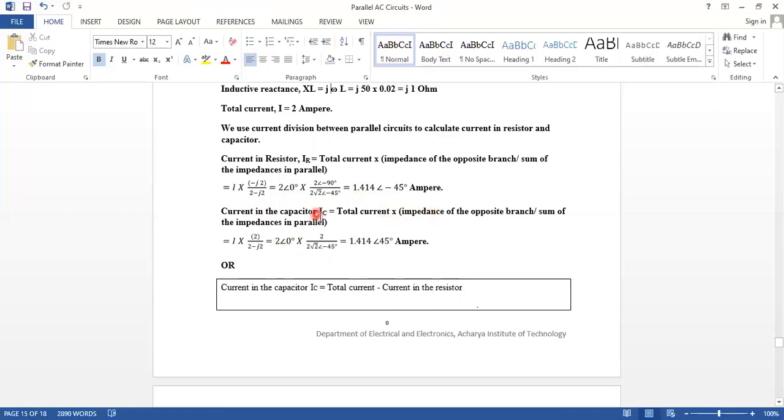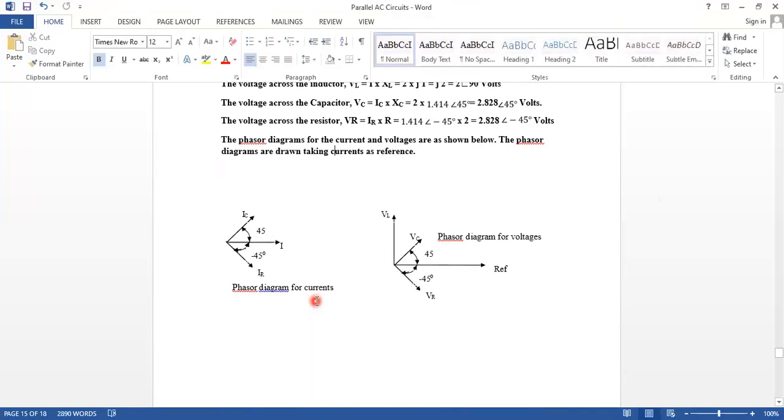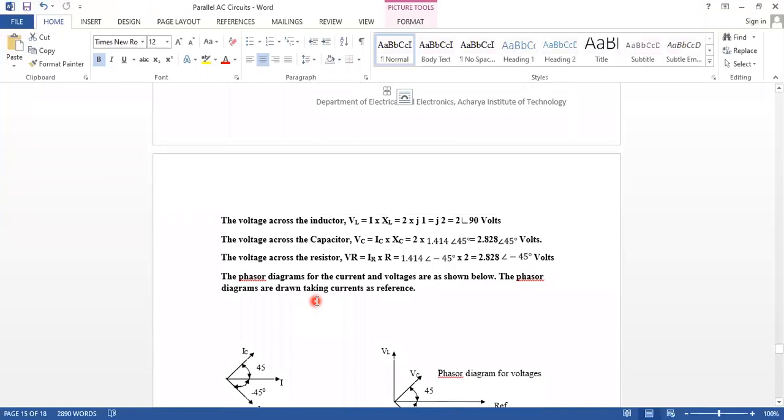Okay, similarly find out current in IC. It is nothing but main current times the impedance in the other branch divided by the sum of the impedances. You get this value. Or current in capacitor IC is equal to total current minus current in resistor. Okay, that is, main current minus the current in the other branch can also be found out when you know one branch current. Okay, now those are all the currents we have found out.